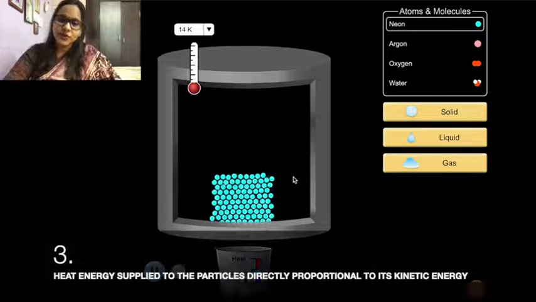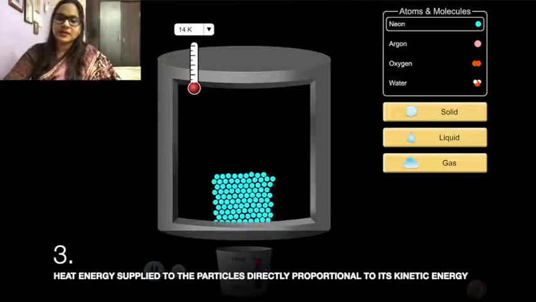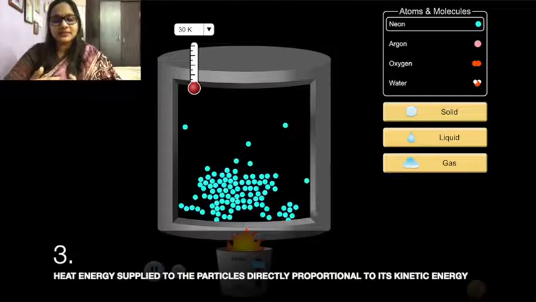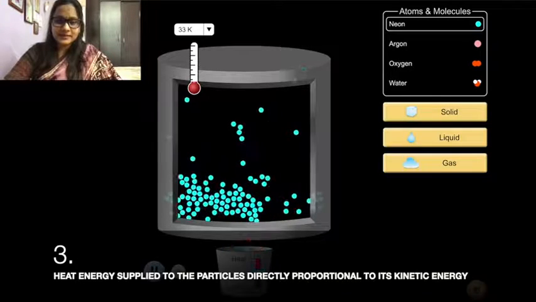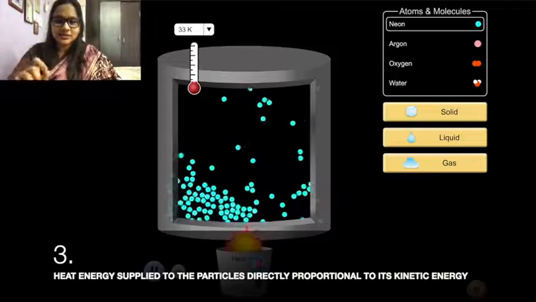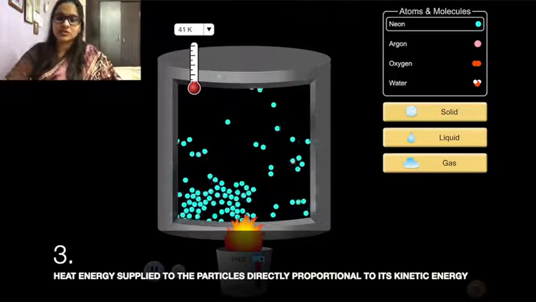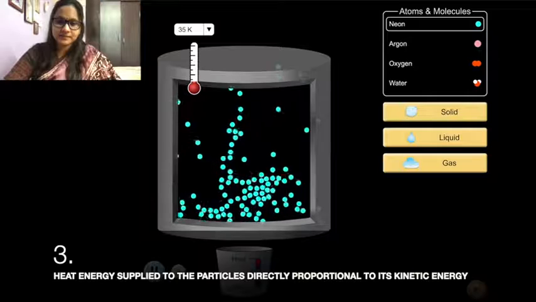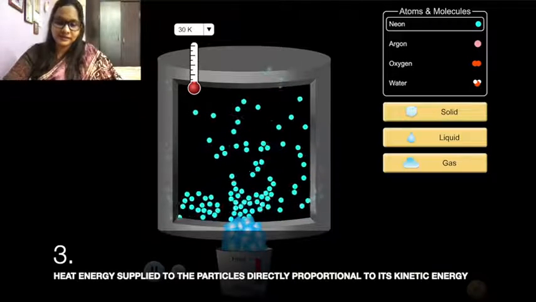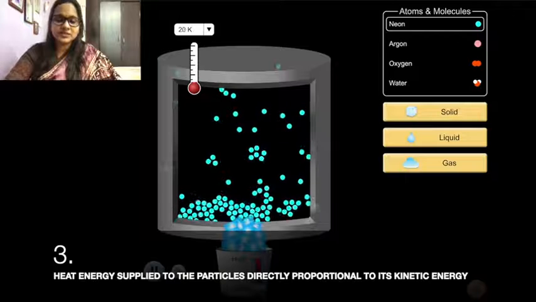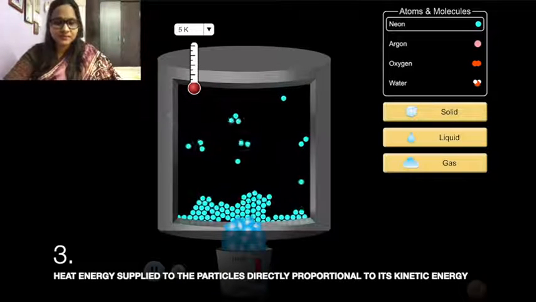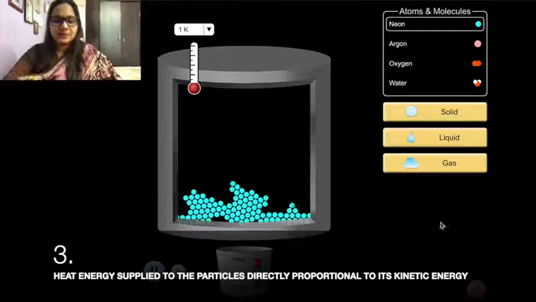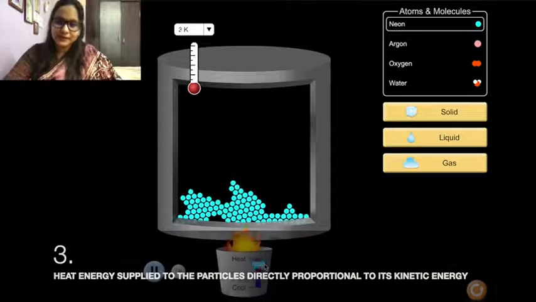The third important postulate is that with the supply of heat energy or thermal energy to matter, the kinetic energy of the particles increases. If I supply heat energy to any kind of substance, the kinetic energy of the particles present inside the substance is also going to increase, and they will all start moving more and more vigorously. The same thing happens if I cool any kind of matter. On cooling a certain substance, the heat energy is taken out of it. Because the heat energy is taken out of it, the kinetic energy of the particles decreases and the particles become slower and slower in their motion.